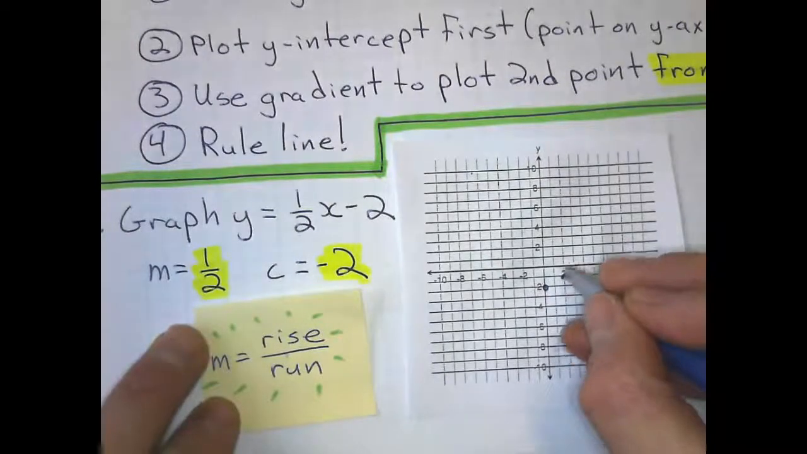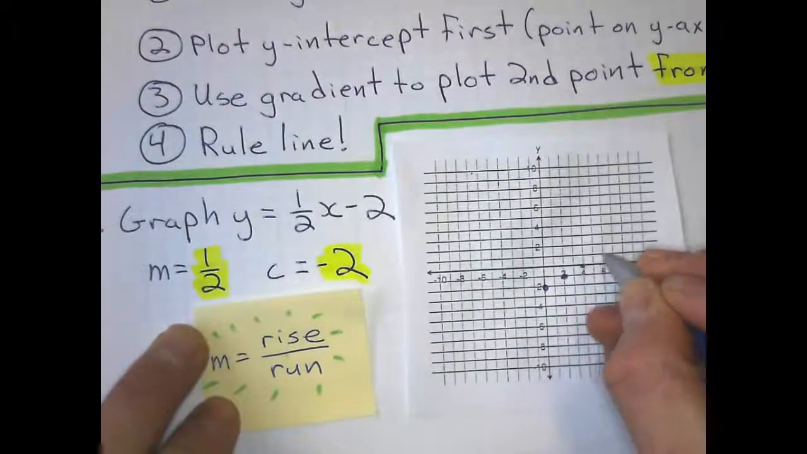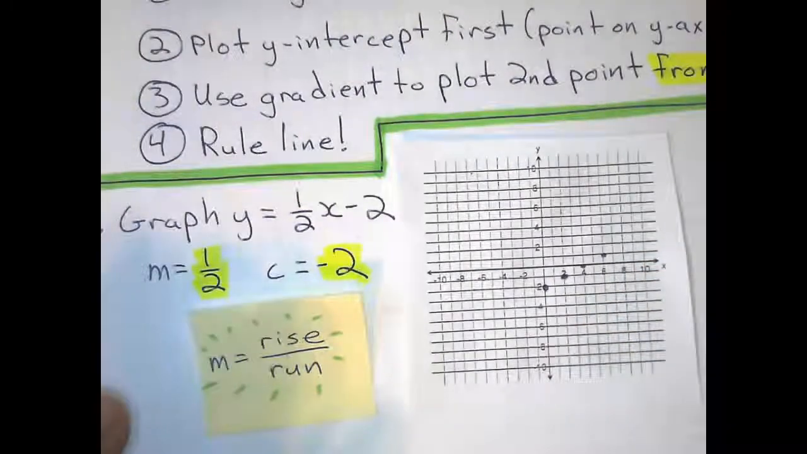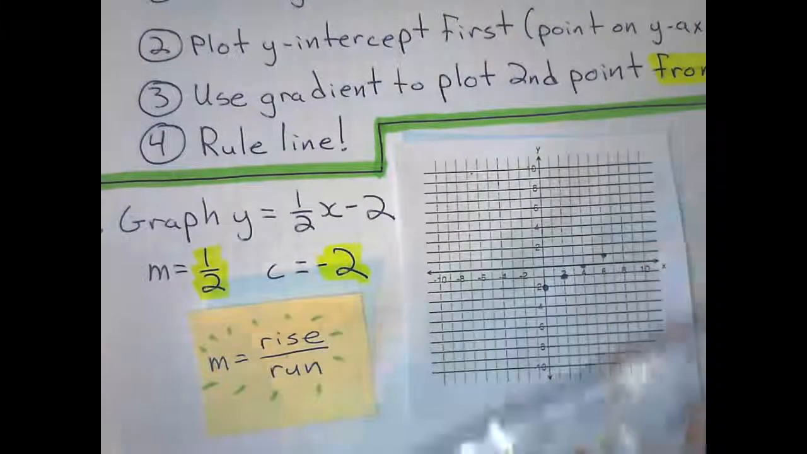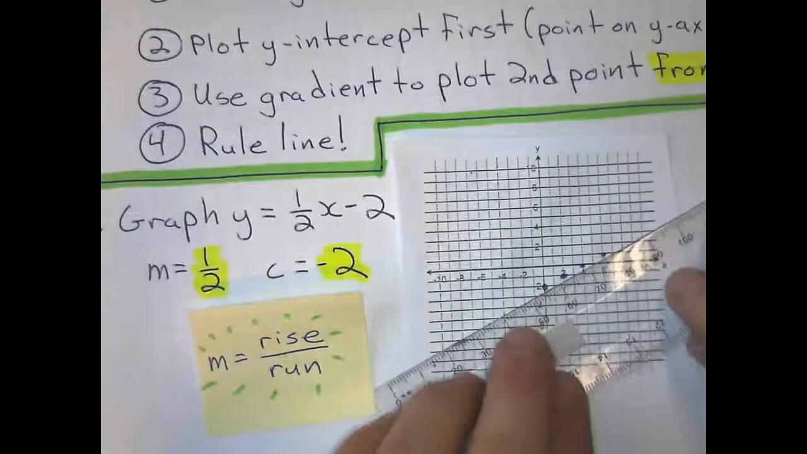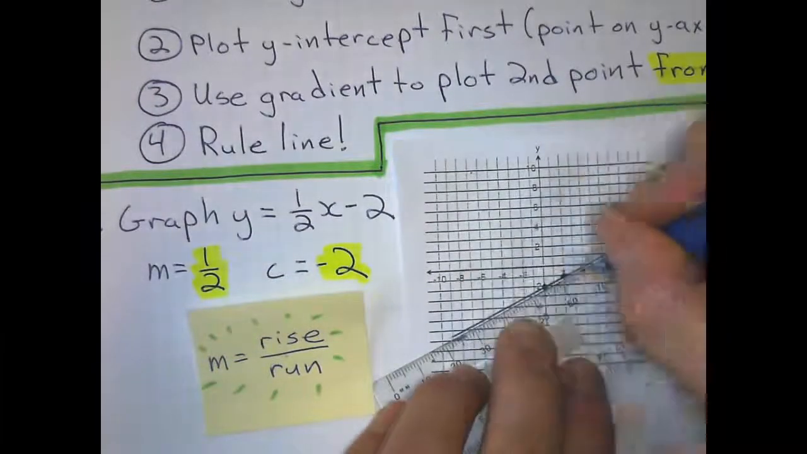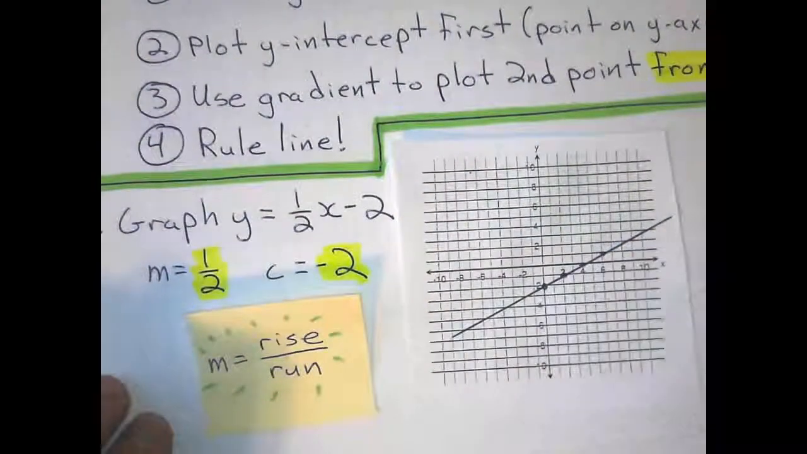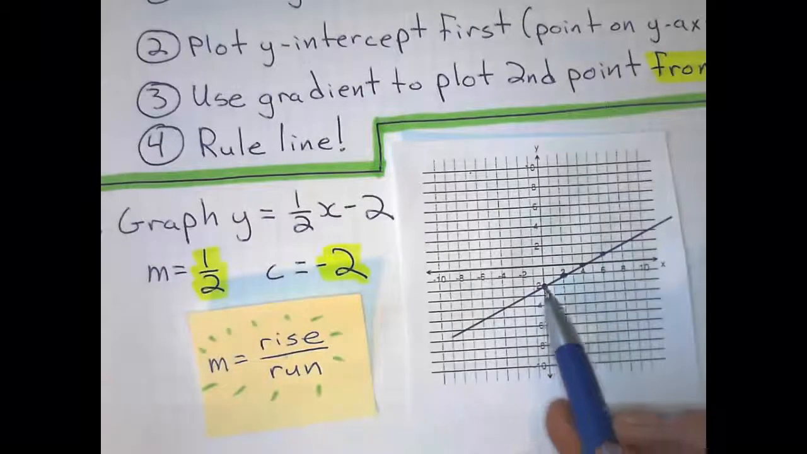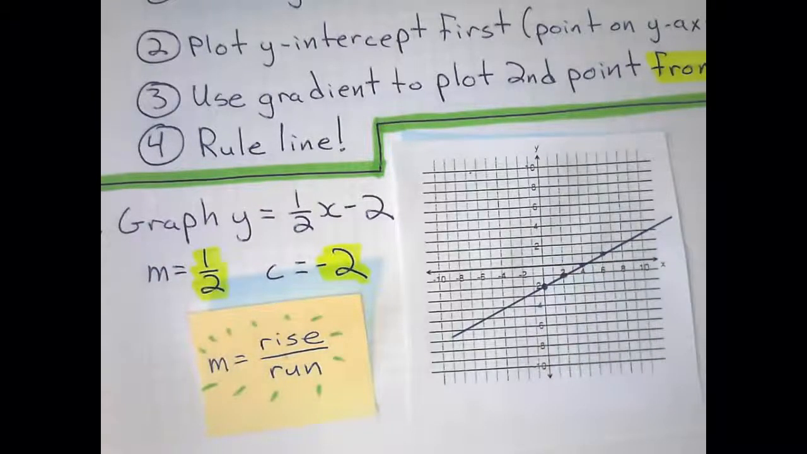Okay? And I can keep doing that. Up 1, right 2, up 1, right 2. That's a gradient of 1/2. Rule the line and draw it. And make sure your line goes through the whole graph and doesn't just stop at the points that you plot. Okay? Let's try another example.